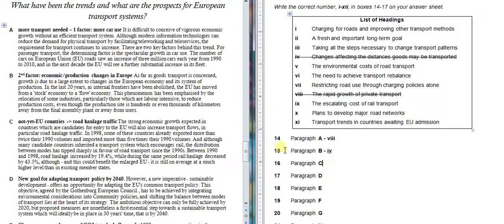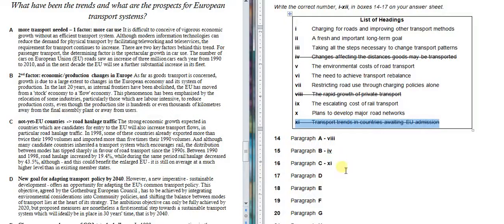Okay. Paragraph C. Not yet EU countries, road haulage traffic. Not yet. You see EU? Transport trends in countries awaiting EU admission. Not yet EU, awaiting EU admission. Bingo. Nice work.